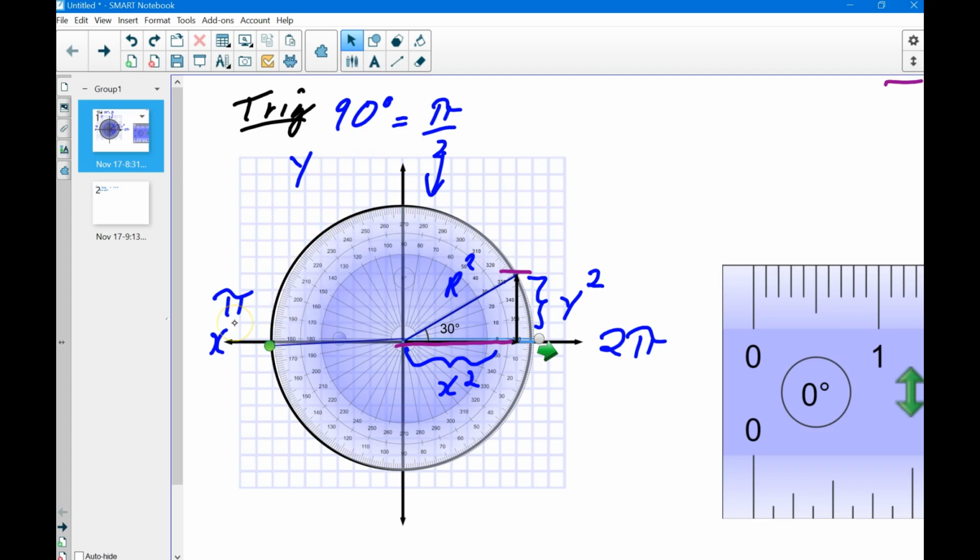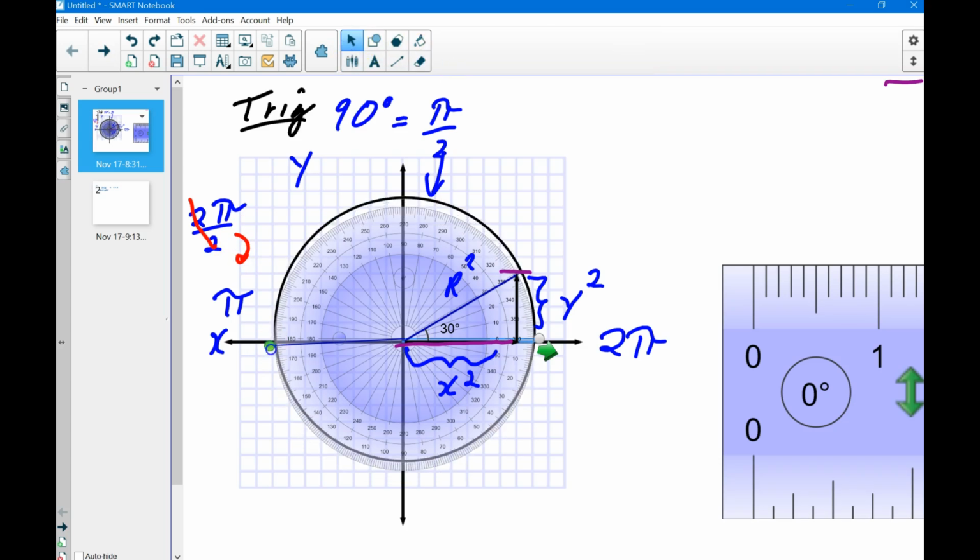So right here, what this really means, it's actually 2 pi. This is pretty neat. Watch what happens. 2 pi over 2. And guess what? The 2's cancel. And you have pi. What? It's amazing.